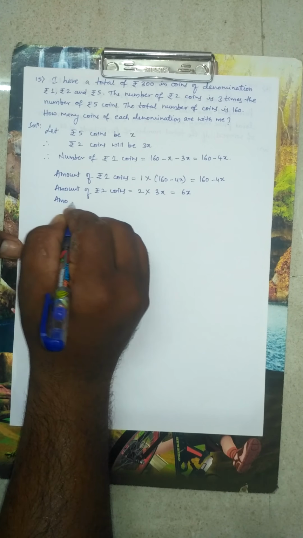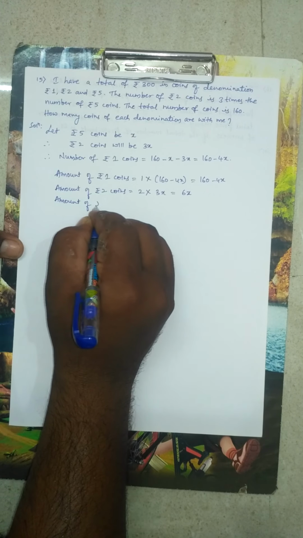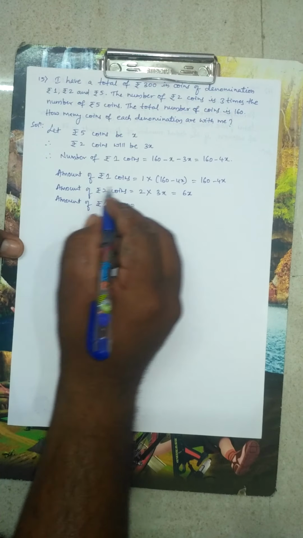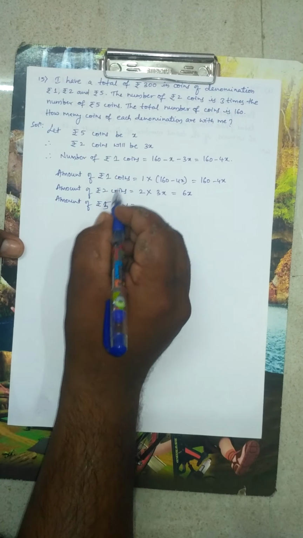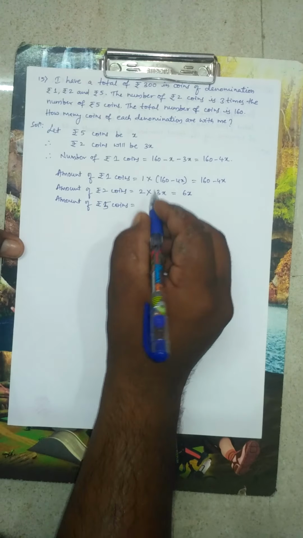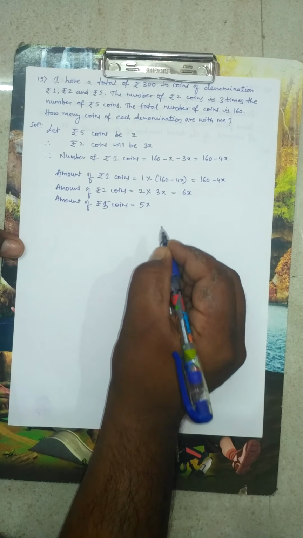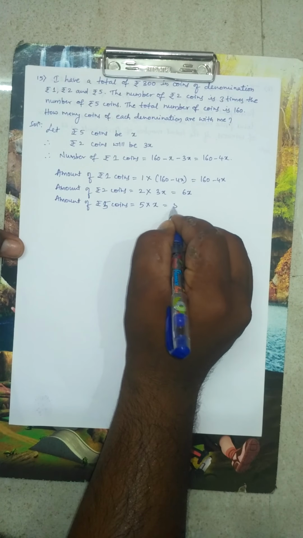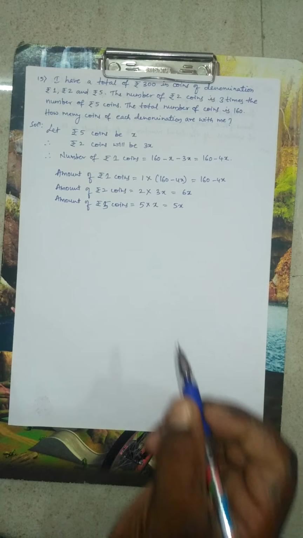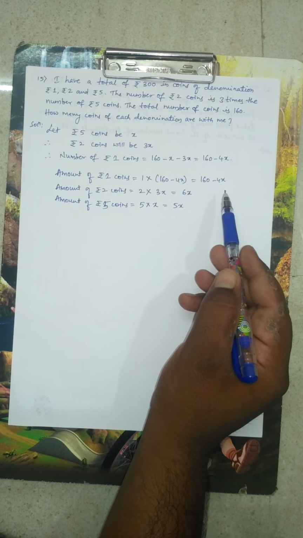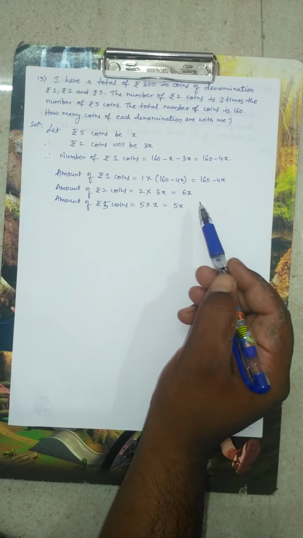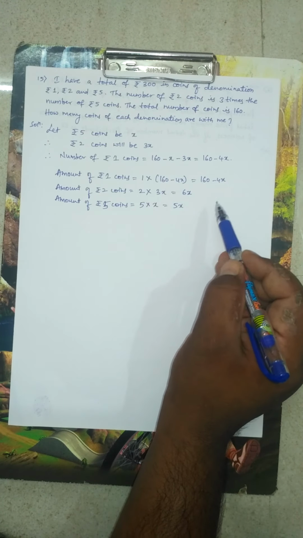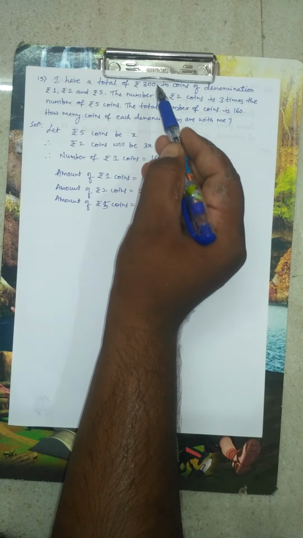Next, the amount of 5 rupees coins. 5 rupees is the denomination, so we take 5 first. How many 5 rupees coins are there? x coins, so 5 into x, that is 5x. So the amount of 1 rupee coins is 160 minus 4x, the amount of 2 rupees coins is 6x, and the amount of 5 rupees coins is 5x. If we add all these amounts, the sum should be equal to 300.